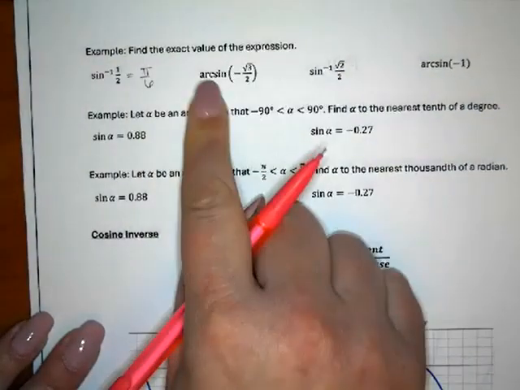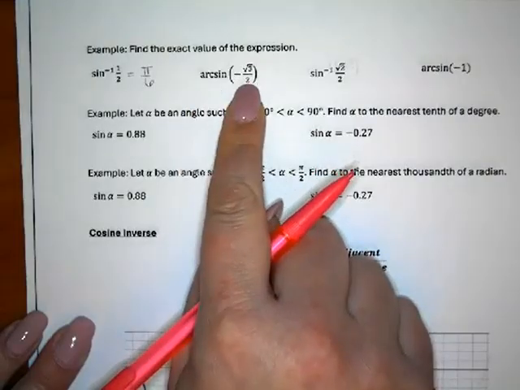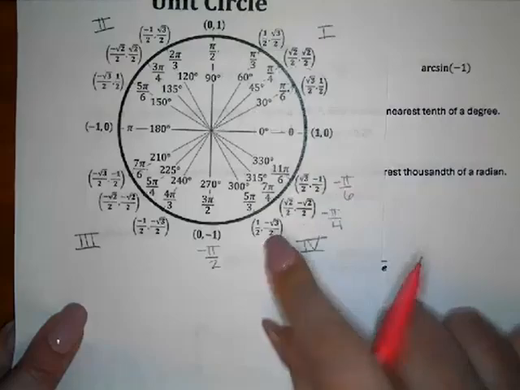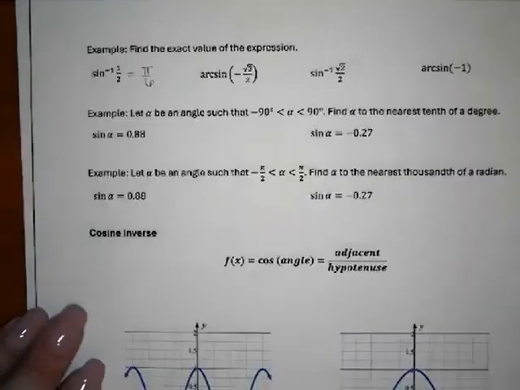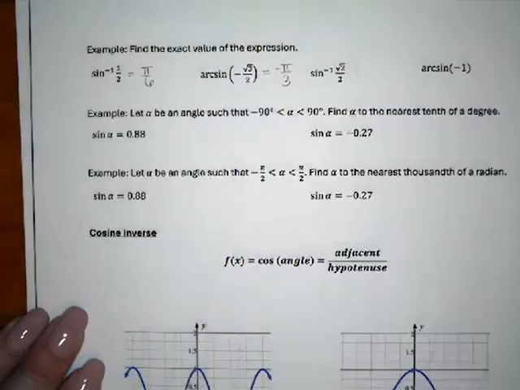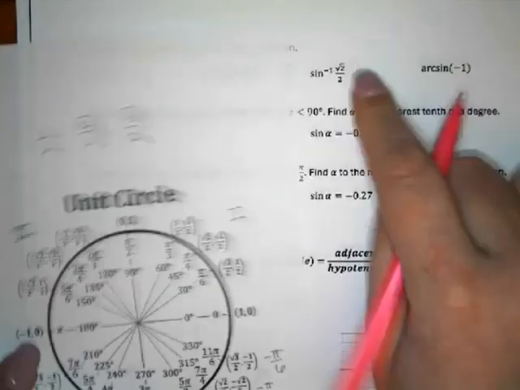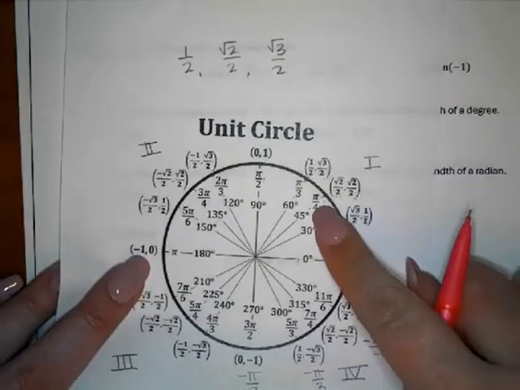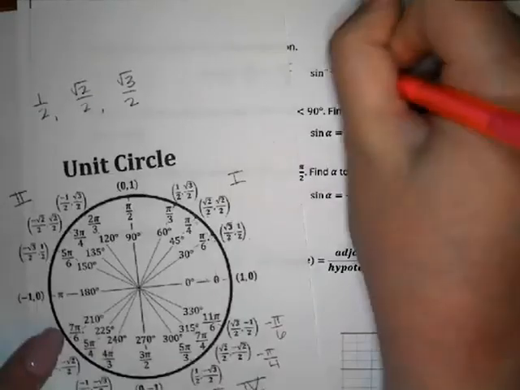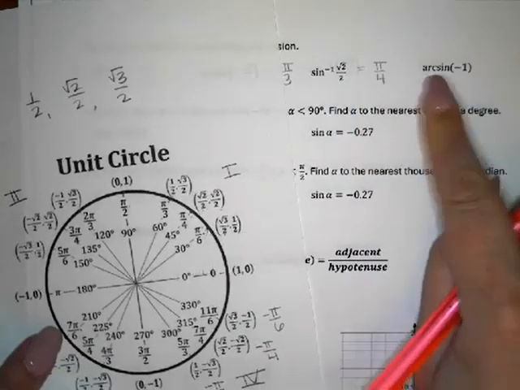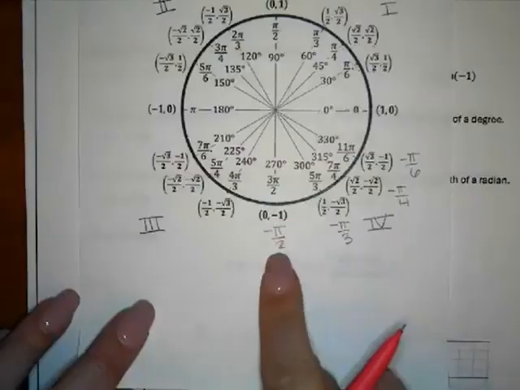Sine inverse, I'm looking for my y coordinate to be negative √3/2. Here, negative pi thirds. All right, next one, I'm looking for my y coordinate to be √2/2, right there, pi fourths. Sine inverse, I'm looking for my y coordinate to be -1, right here, negative pi halves.